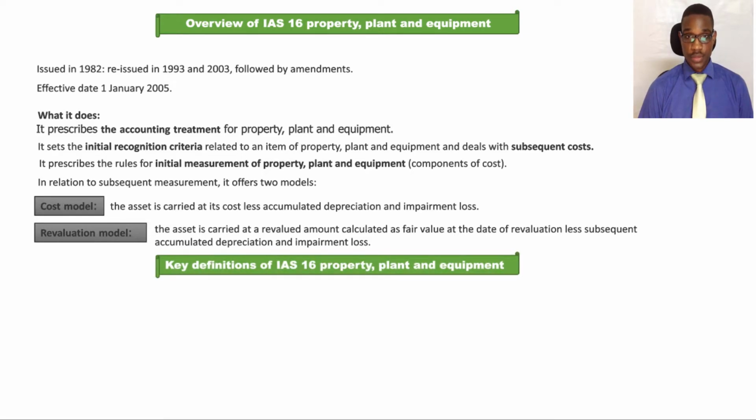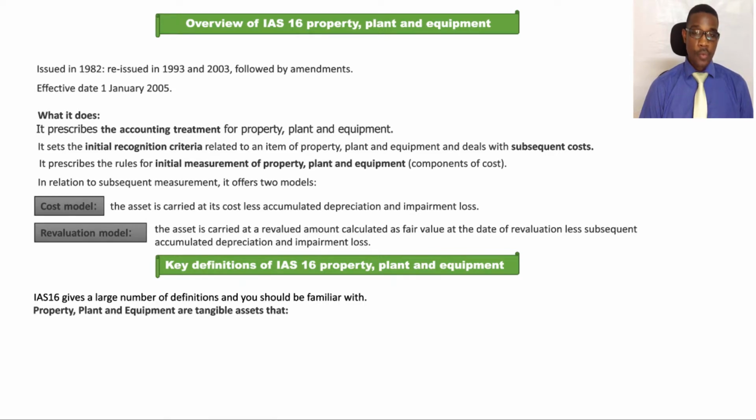So for the key definitions that we need to talk about in chapter 2, IAS 16 gives a large number of definitions, and as I said, you need to be familiar with those definitions, otherwise you will have a misconception of IAS 16. You might not be able to differentiate or distinguish between the definitions. So what does property, plant, and equipment mean?